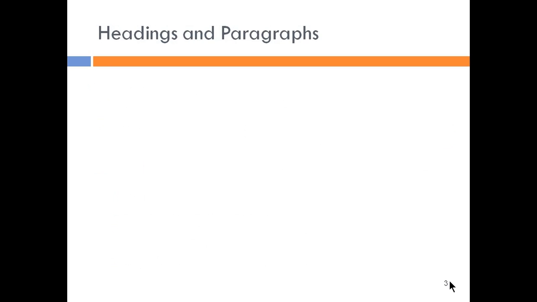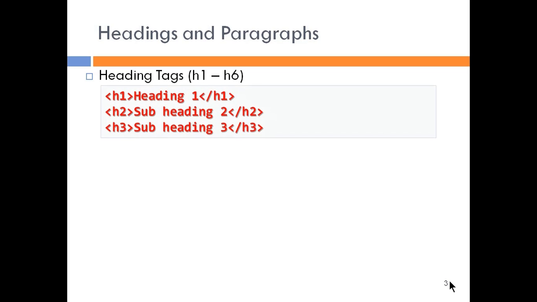Now we will move to the next slide, that is headings and paragraphs. Heading tags, as we have seen in the starting, are from H1 to H6. This is a simple concept. H1 is heading 1, displayed as the largest heading. If you want to write something very large in the web page, then you will use the H1 tag. Then H2 is a subheading and H3 is a subheading.